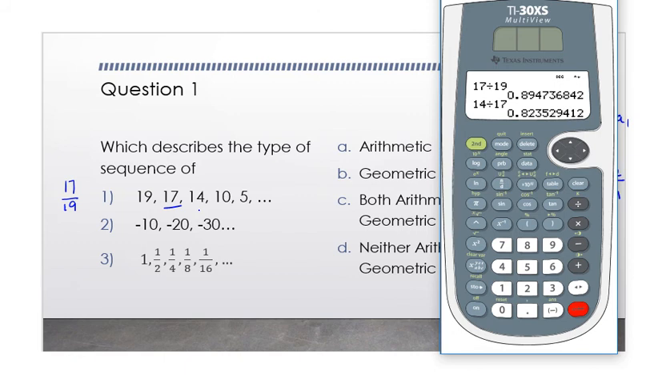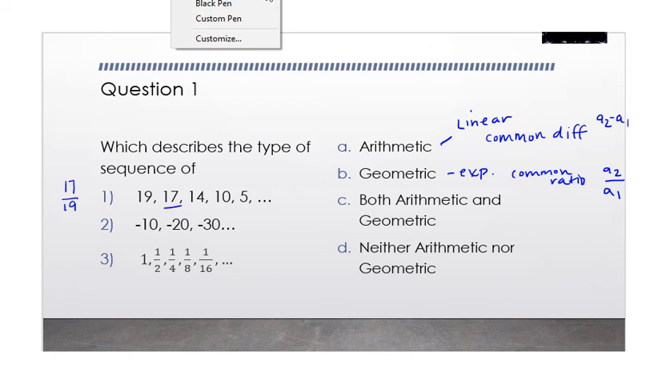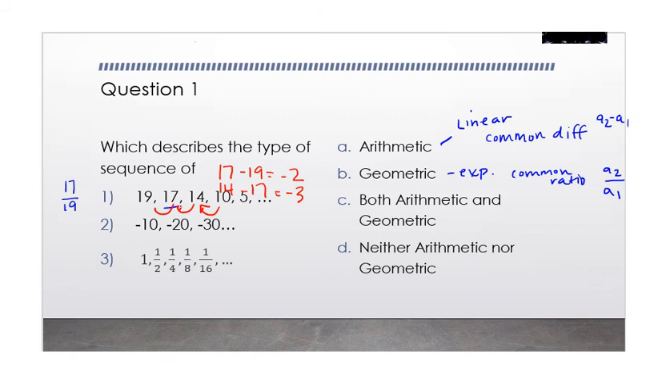When I subtract, if I'm checking for my common difference, if I did 17 minus 19, I would get -2, but if I did 14 minus 17, I'd get -3. So since I don't have the same difference between each term, and I don't have the same ratio between each term, it is neither geometric nor arithmetic.